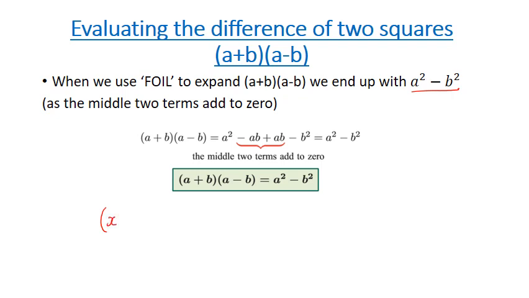If we've got (x + 2)(x - 2) and we're going to expand this using FOIL, we would end up with our firsts, our outers, our insides, and our lasts. You'll notice that in the middle, they actually cancel each other out. So essentially all we're left with is our first term squared take away our last term squared. In this particular case, 4 is actually the same as 2 squared.